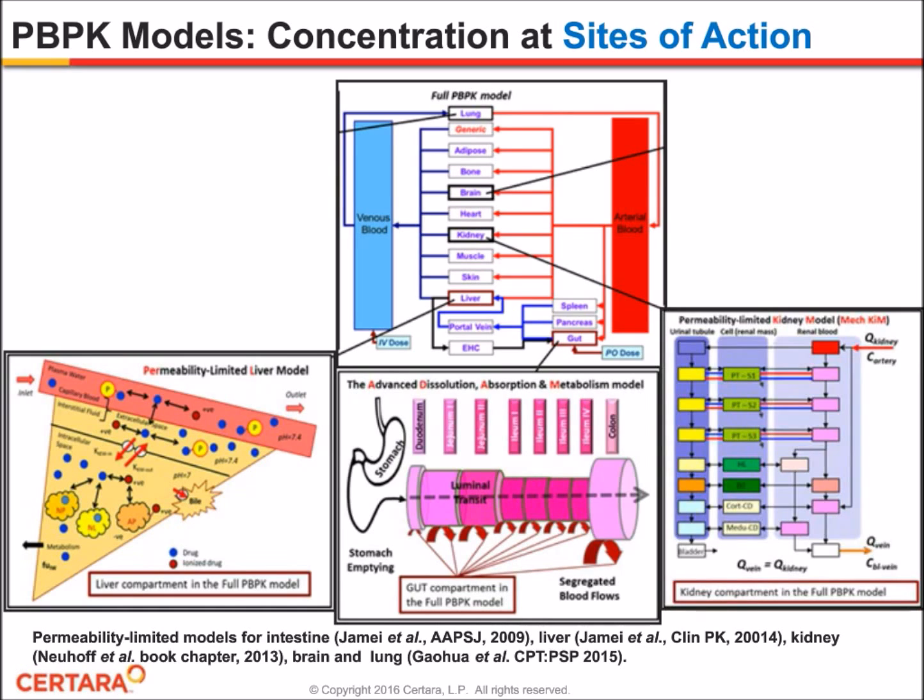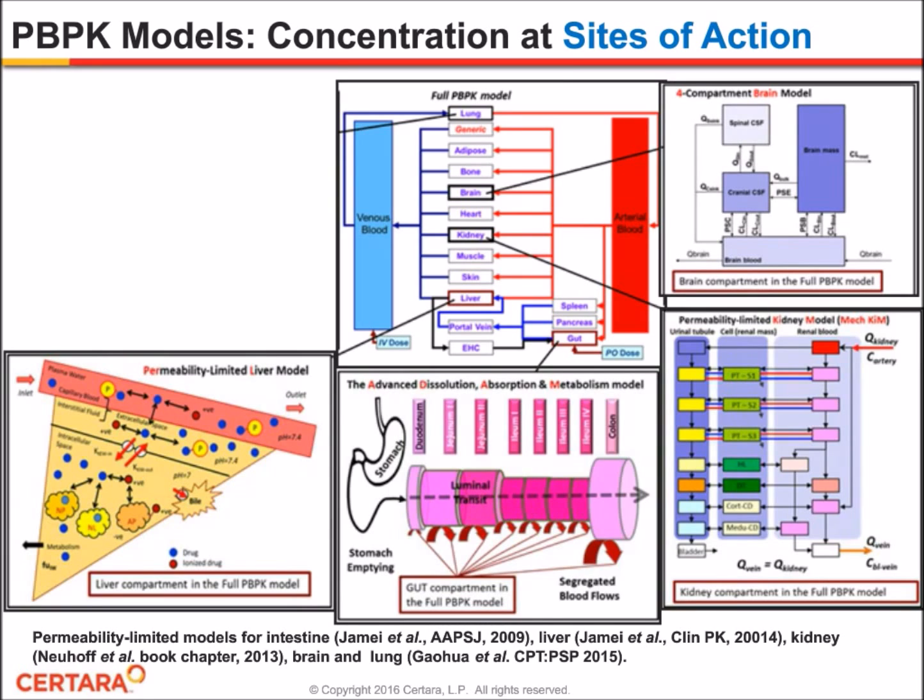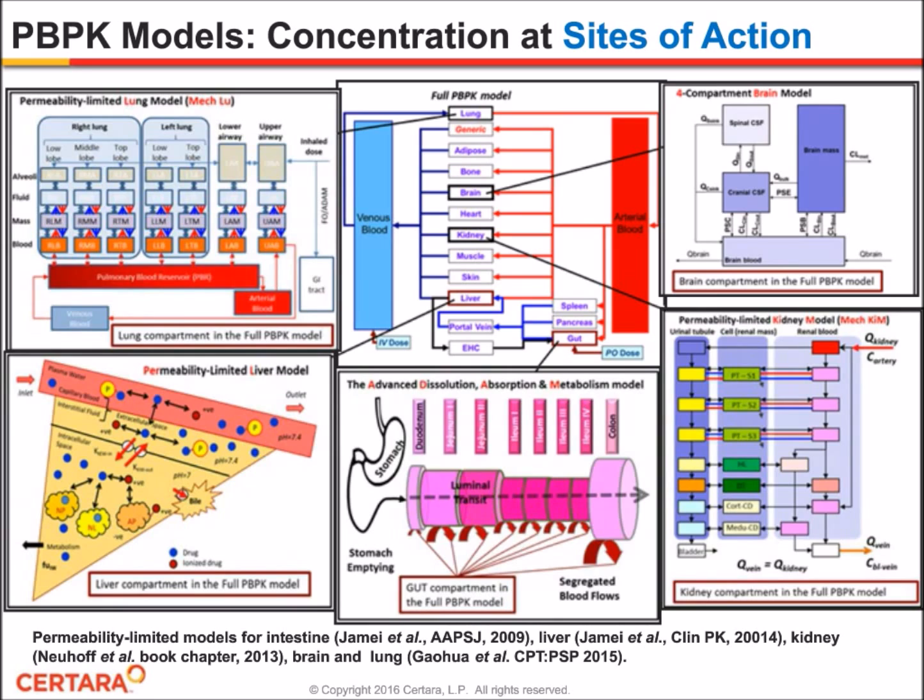Similarly, we have the mechanistic kidney model here, which tracks the passage of the drug through each of the kidney compartments. And then we also have a permeability limited brain model in order to look into the effect of transporters which keep most of the drugs out or prevent them from crossing the blood-brain barrier. And recently we have also added the permeability limited lung model, wherein you're looking at the disposition of the drug in every small compartment of the lung, from the trachea to the alveoli.